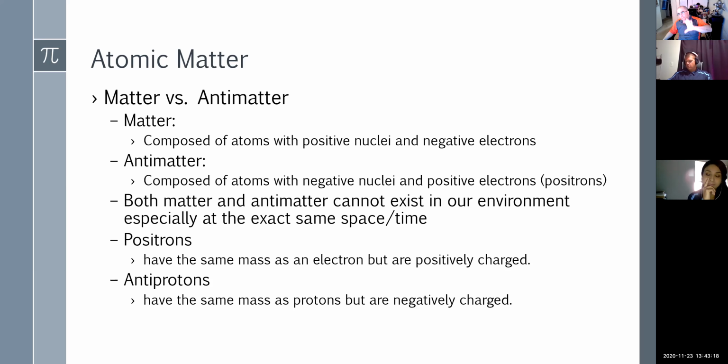So that's where we talk about the difference. True matter is what we deal with on a daily basis: positive nucleus, negative electrons. Antimatter is the opposite: negative nucleus, positive electrons, or positrons. Positrons are the same mass as an electron, but reverse charged. And antiprotons are the same mass as a proton, but negatively charged.